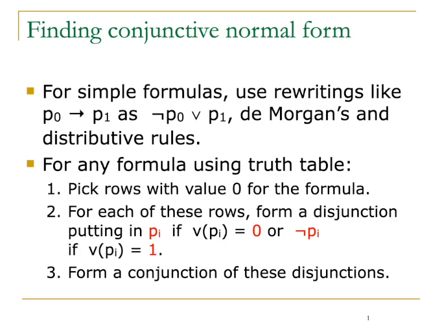Finally, we show how to find conjunctive normal forms. First, for simple formulas, we use rewritings, like we write the implication P0 implies P1 as the disjunction not P0 or P1, and so on with other known rules like De Morgan's and distributive rules. There is a systematic method using truth tables. If we have a more complicated formula, we produce a truth table for it, and for the conjunctive normal form we pick those rows which give the value 0 for the formula. For each of these rows we form a disjunction, putting in Pi to the disjunction if Pi is 0 or false, and the negation of Pi if Pi is true under the valuation V. And then we form a conjunction of these disjunctions.